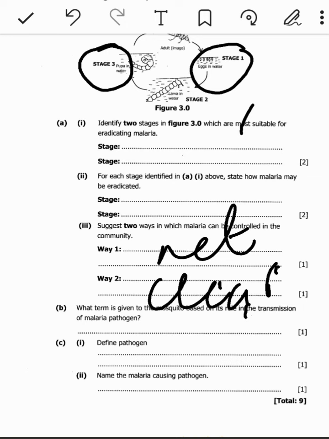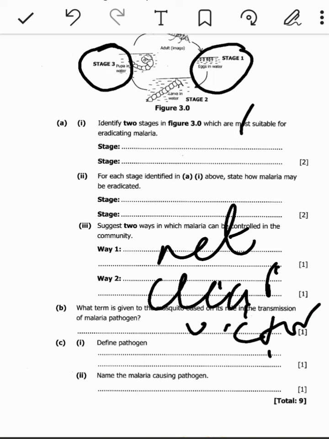Then we come to B. We're saying, what term is given to the mosquito based on its role in the transmission of the malaria pathogen? Because of its role in transmitting the malaria pathogen, a mosquito is called a biological vector. We need to understand it's called a biological vector based on its role. I think that is very clear.